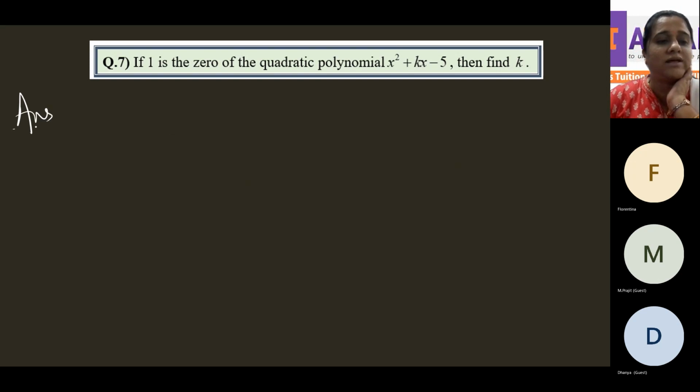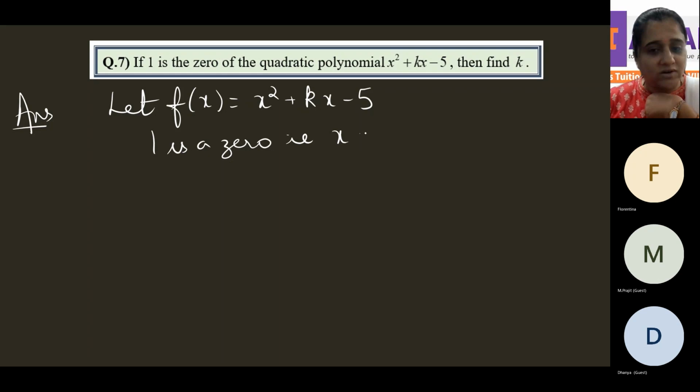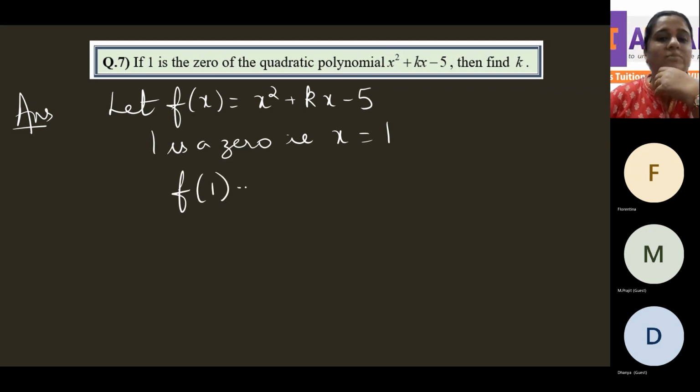So you can present your answer like this. If the polynomial is not named, you can name the polynomial. So you can say let f of x be equal to x squared plus kx minus 5. And it's given that x is 1 is a 0. That means x is equal to 1. So now find f of 1. What will be the value of f of 1?